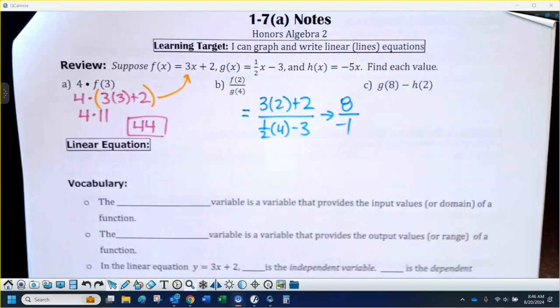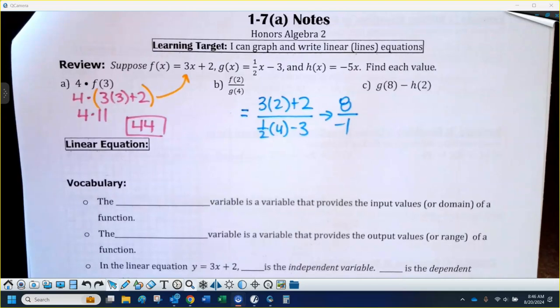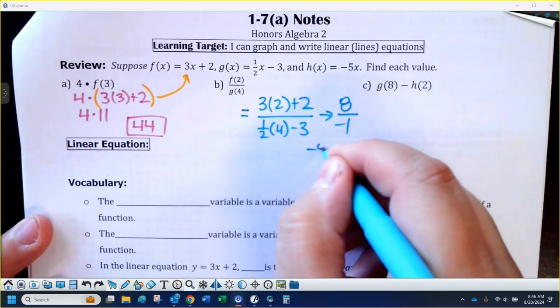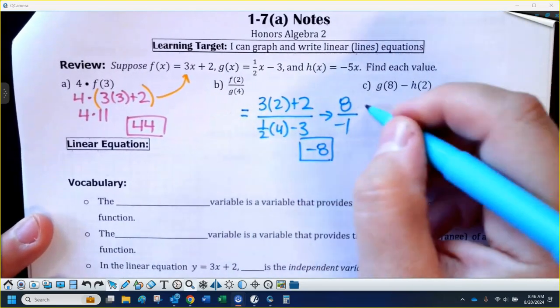Good deal. Okay, 3 times 2 is 6, right? Plus 2 is 8. Just simplify the top and then simplify the bottom to get them down to one number, and then do the division at the end. If you plug in 4 to the g function, that's just the one in the middle there. So you did 1/2 times 4, that would be 2, minus 3 would be -1, and then to actually divide that, we're just going to get -8.